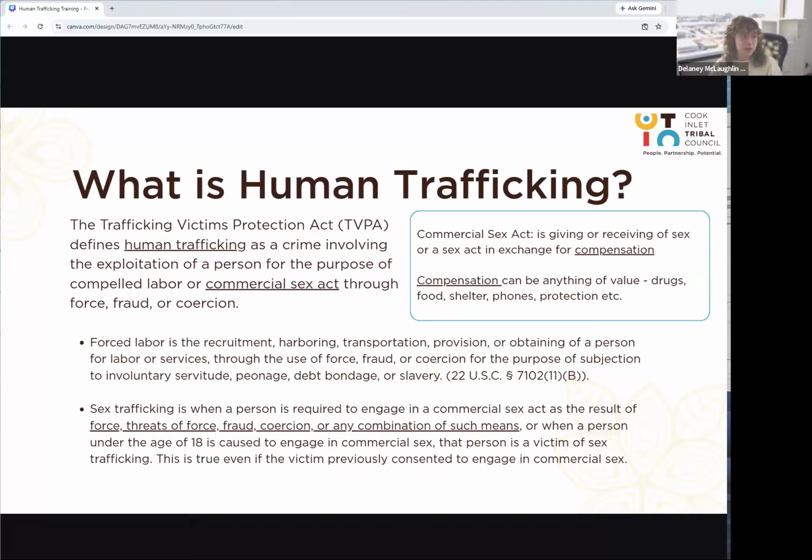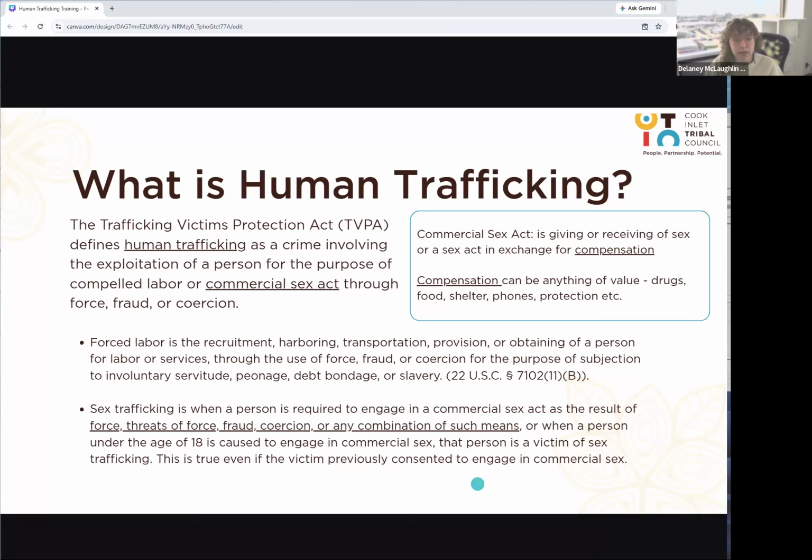And then for sex trafficking, I took this definition from the 2025 annual report from the Advisory Council on Human Trafficking. It says that sex trafficking is when a person is required to engage in a commercial sex act as the result of force, threats of force, fraud, coercion, or any combination of such means, or when a person under the age of 18 is caused to engage in commercial sex, that person is a victim of sex trafficking. This is true even when the victim previously consented to engage in commercial sex. So again, the difference between someone over the age of 18 voluntarily engaging in commercial sex and sex trafficking is that force, fraud, and coercion piece.